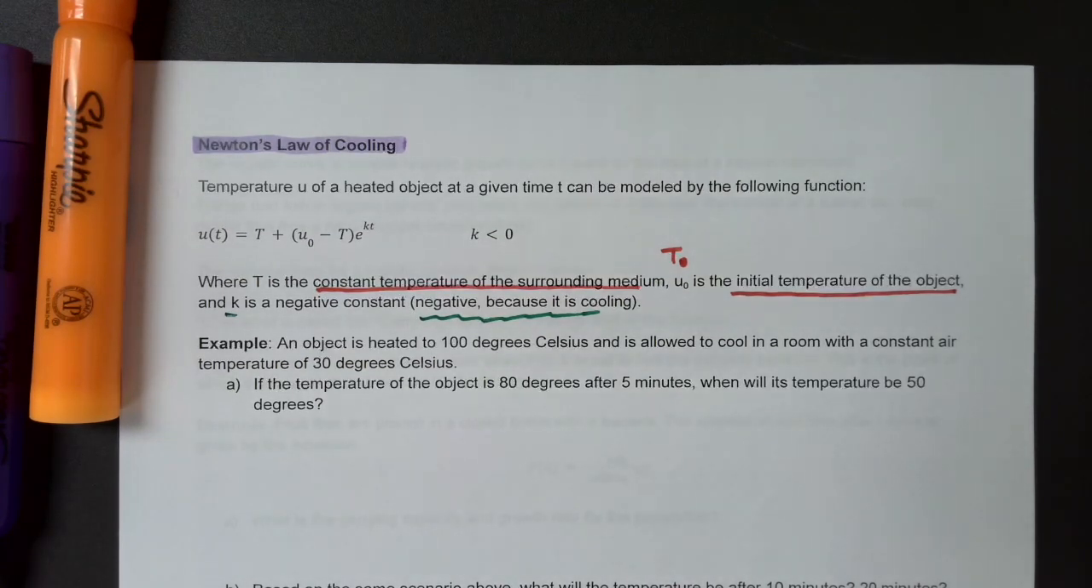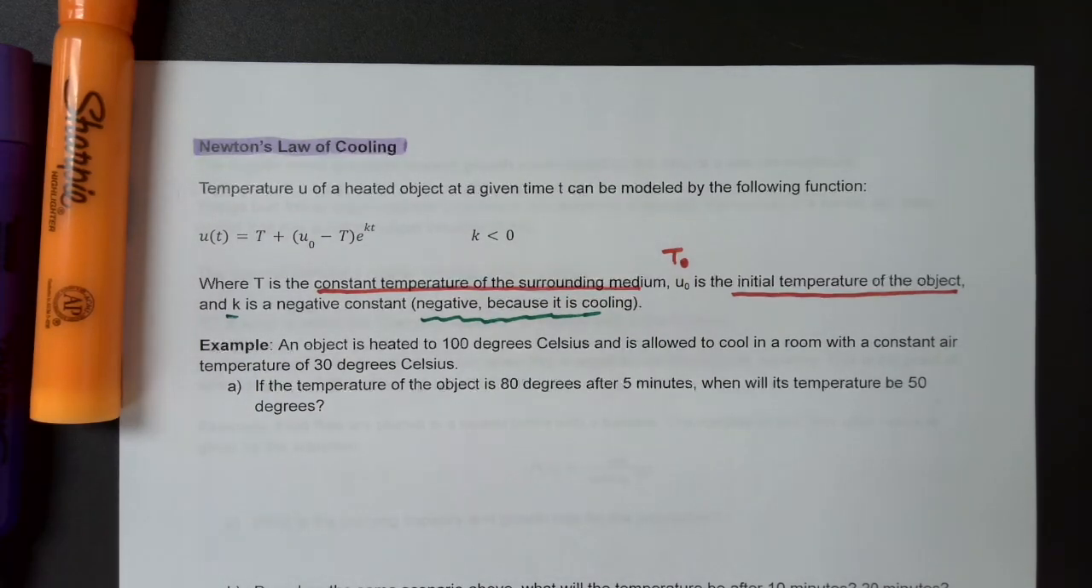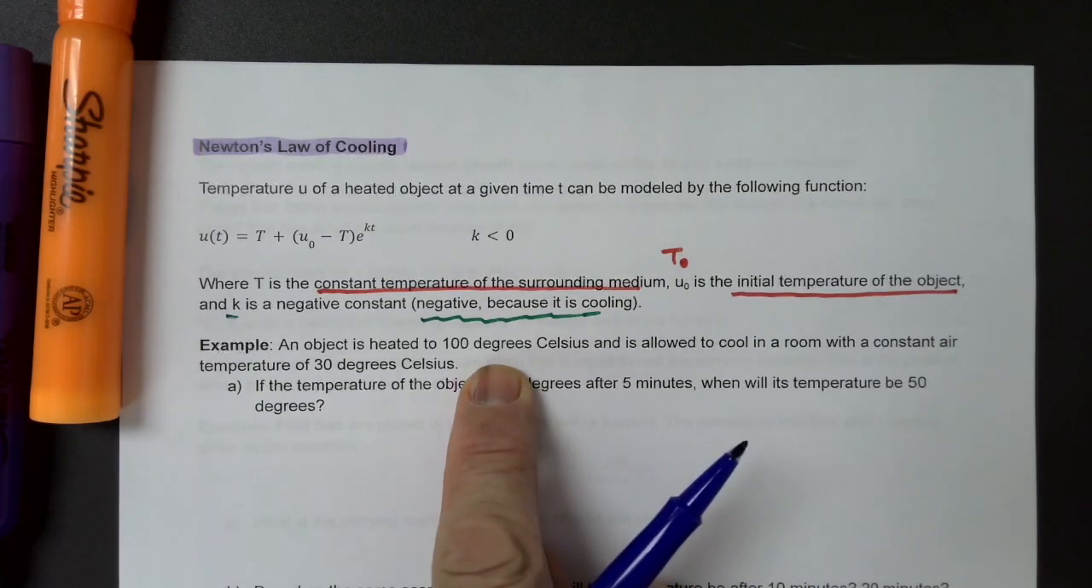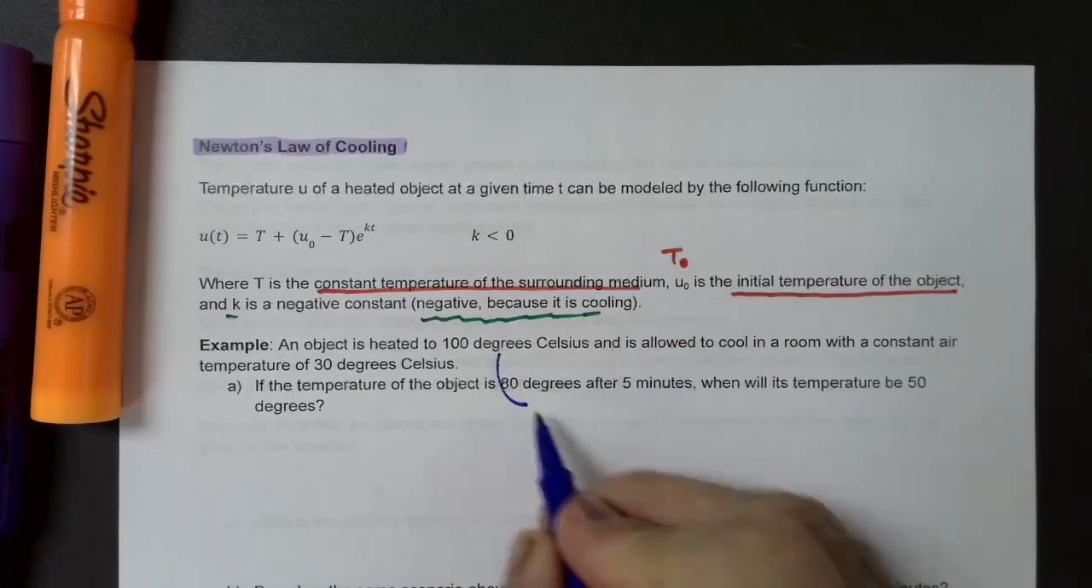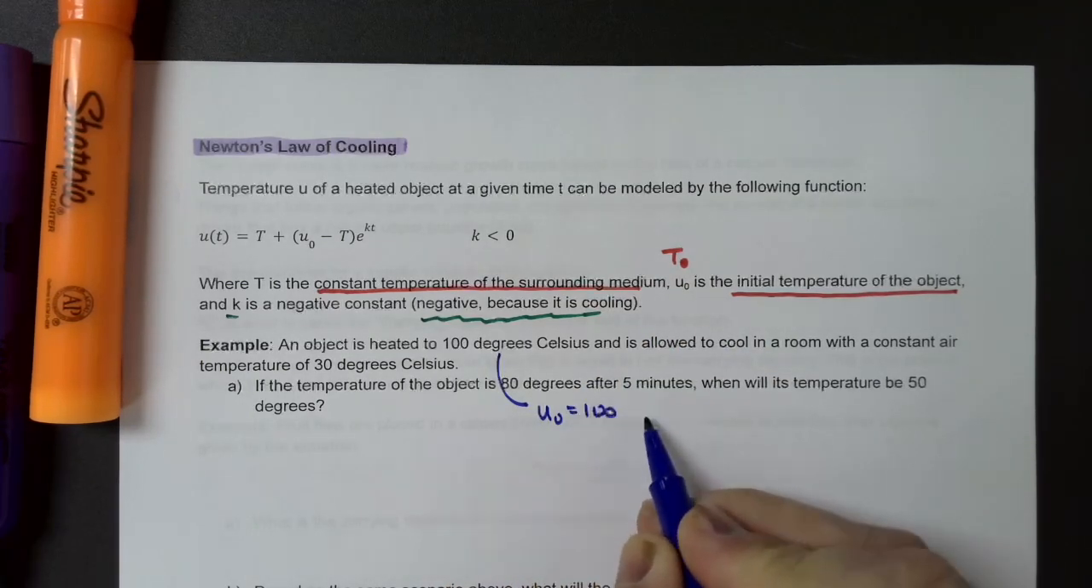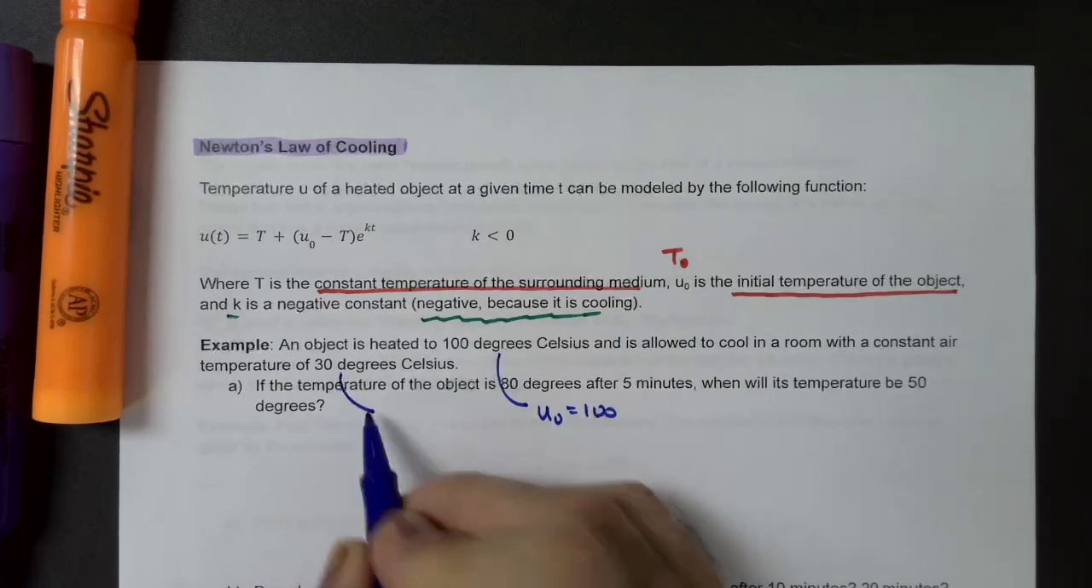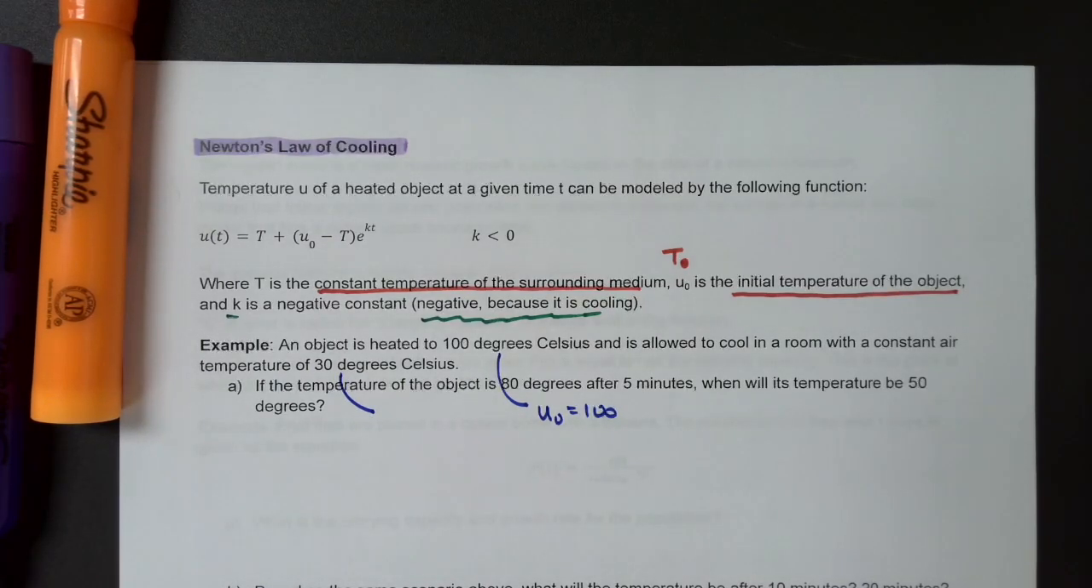So the rest of this is, oh my goodness, can we say it? Absolutely. Just plug and chug, right? Yes, you got it. Here we go. So we've got an object heated to 100 degrees Celsius, and it's allowed to cool in a room with a constant temperature of 30 degrees. So right from the start, we know that 100 is this U sub 0. U sub 0 equals 100 degrees. And then this 30 is the temperature of that surrounding. That is our T equals 30.